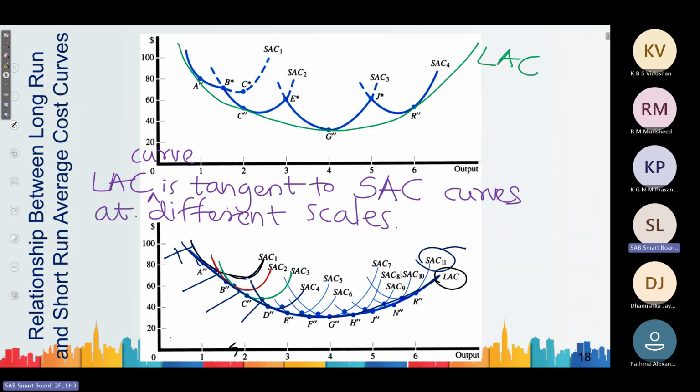So here we have shown only 4 scales. This is scale 1 in the short run, this is scale 2, this is scale 3, this is scale 4. What happens is the long run average cost curve is tangent to short run average cost curves at different scales, like this.